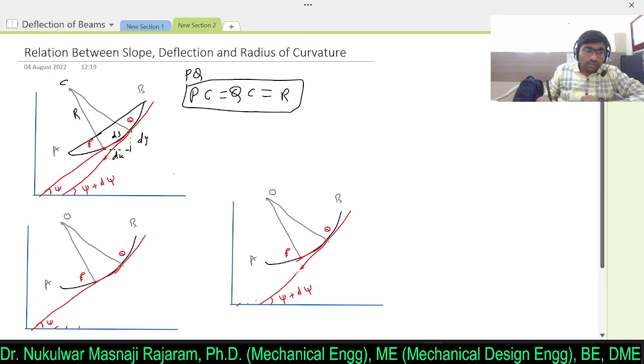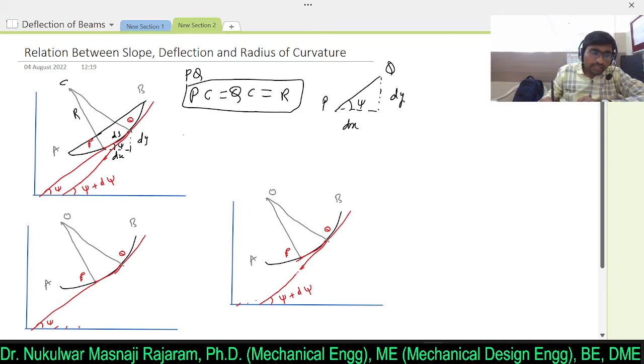Simple. Now if you observe this small triangle, I will draw the triangle in large view. So this is PQ, this is dx, and this is dy. Simple. Now as I am considering this is psi, this angle will also become psi, since this horizontal line is the same. So here I am considering this angle as psi.